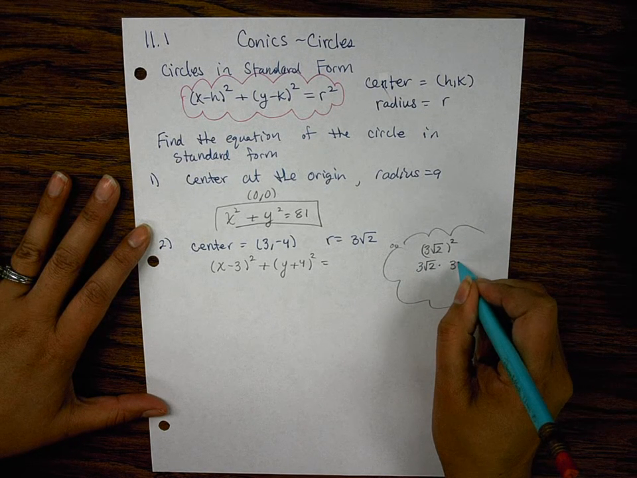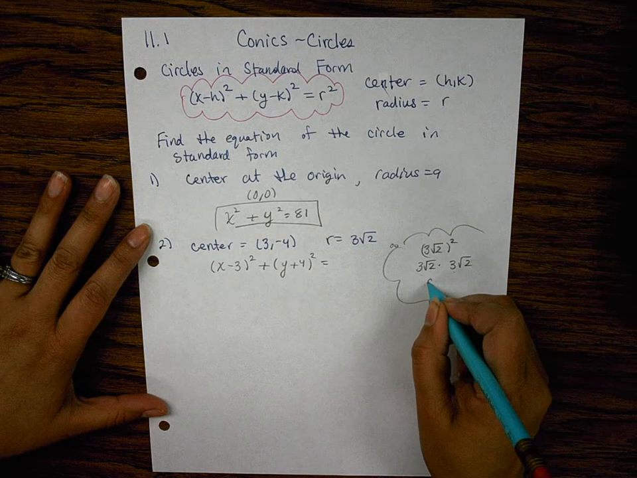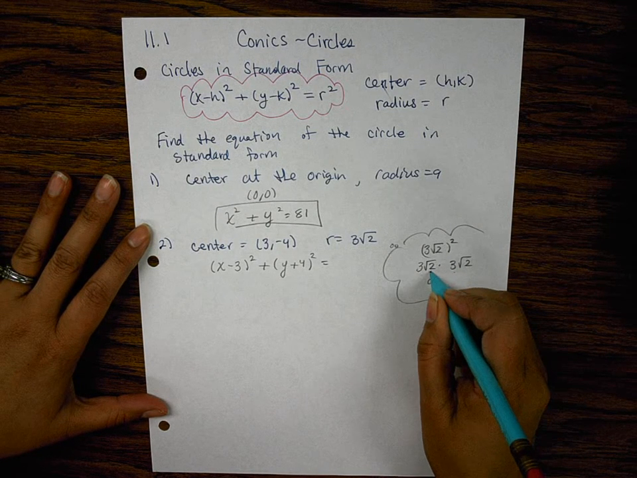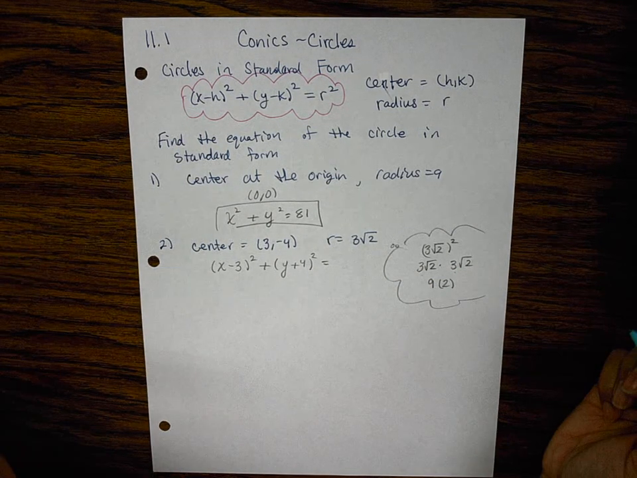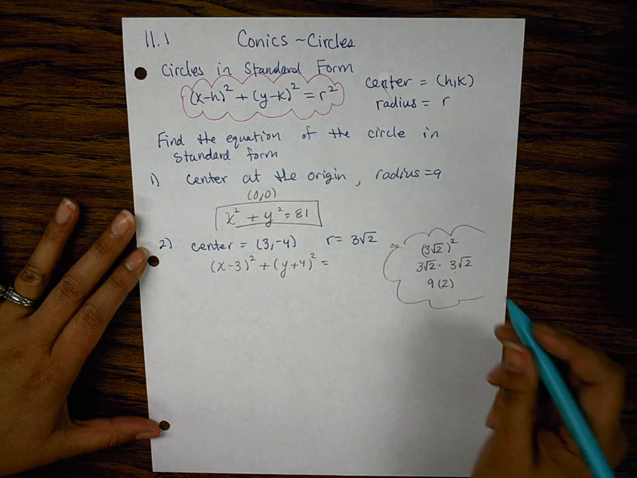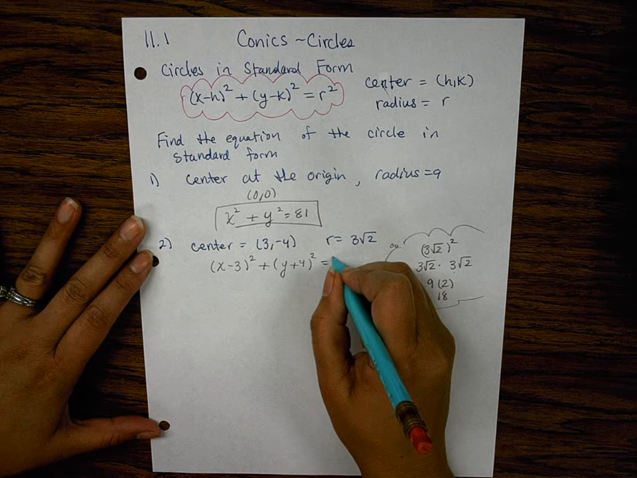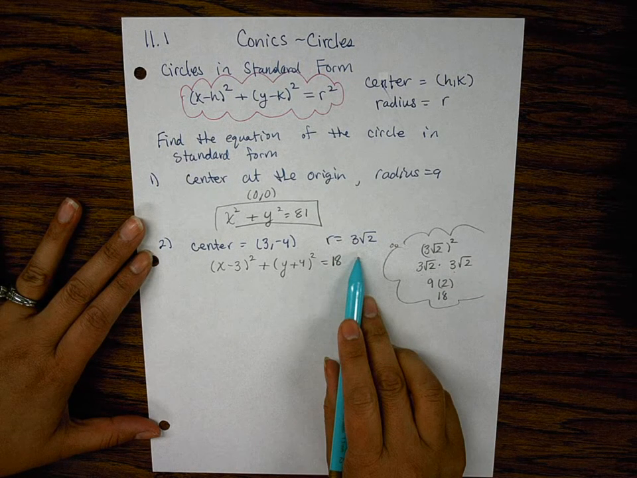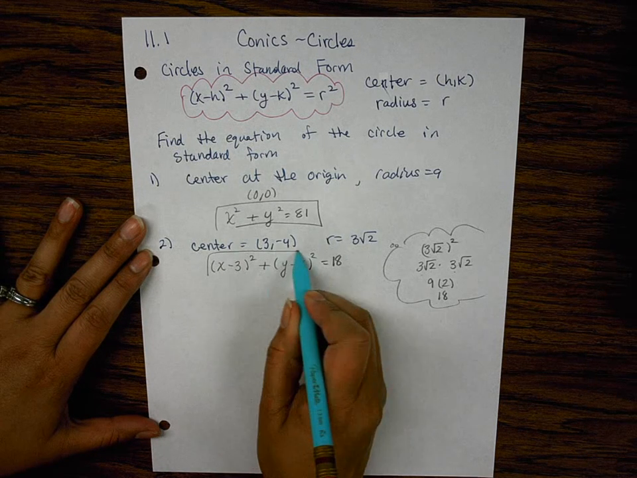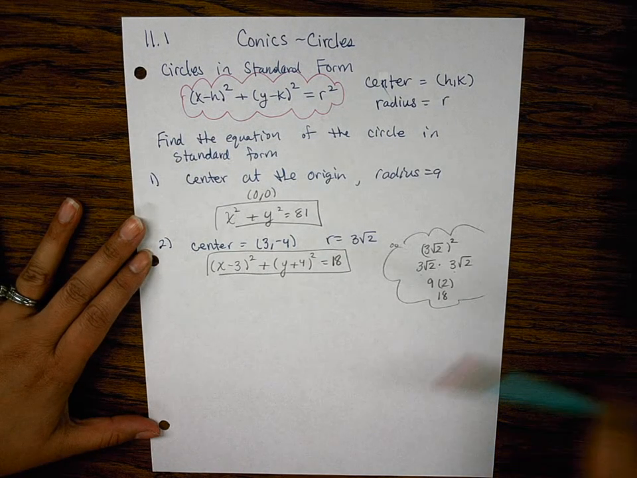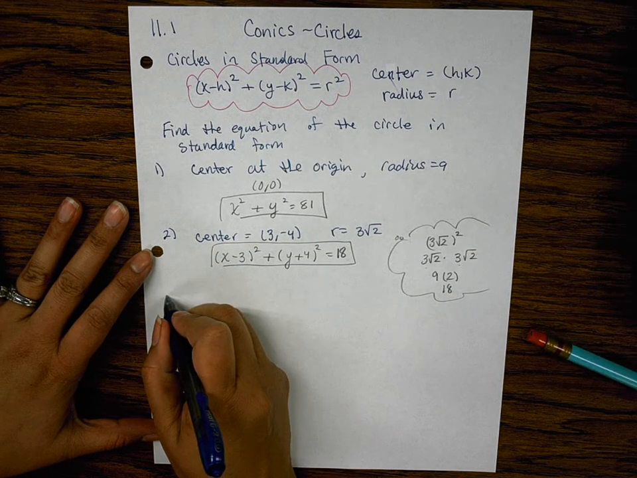Okay, we're going to do the work over here for the radius squared. 3 root 2 squared. You can distribute the exponent or write the base twice, up to you. 3 times 3 is 9. Root 2 times root 2 is 2 because it's root 4. Square root of 4 is 2, which is 18. 3 root 2 squared is 18.